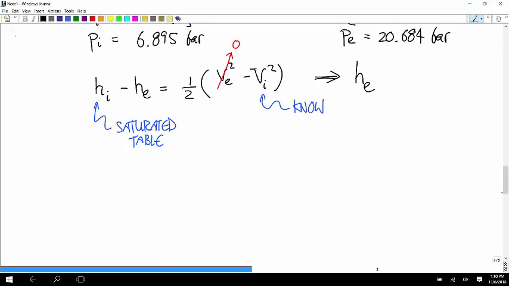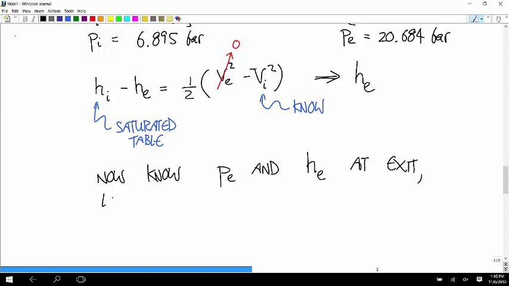And now that we know the pressure at the exit and the specific enthalpy at the exit, that's enough to look up, what are we looking for, the temperature? So we can look up the temperature in the table.